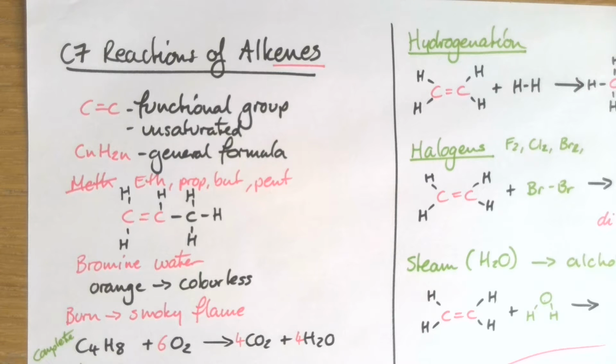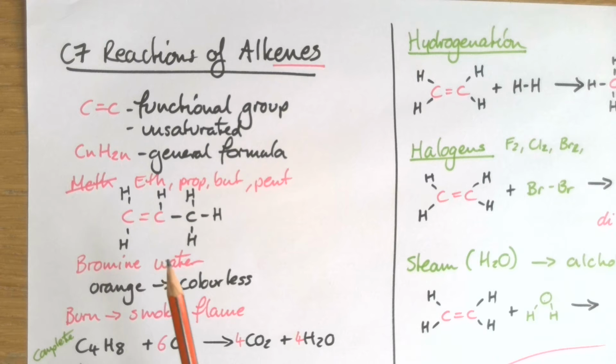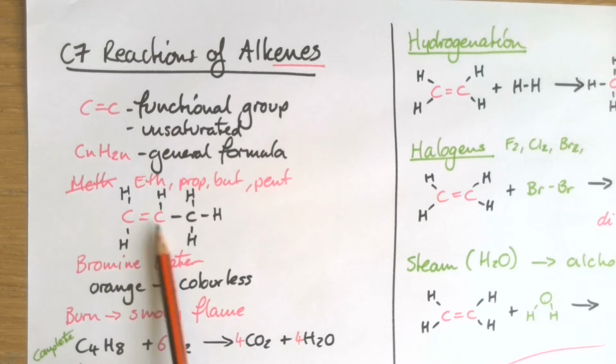Okay, it's a quick overview of the reactions of the alkenes. This is in the C7 topic. So an alkene has a functional group with a carbon-carbon double bond. So that's what we're going to be looking for when we draw the displayed formula, which looks like this. So here's an example of the functional group.